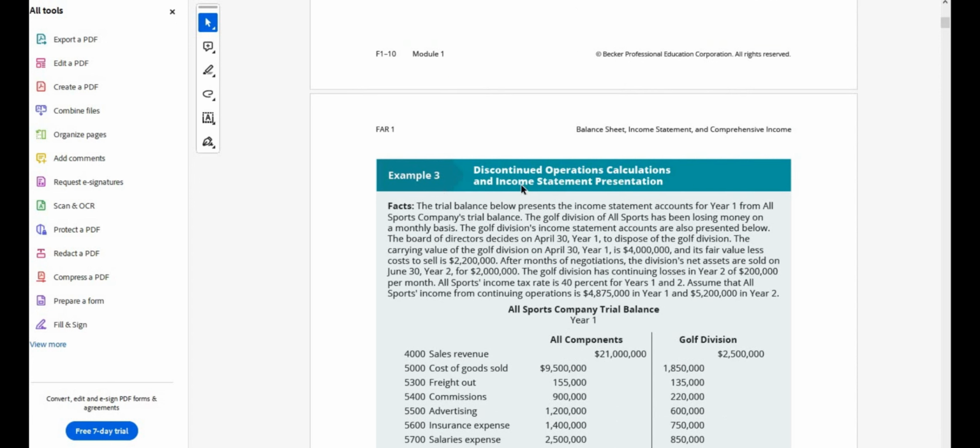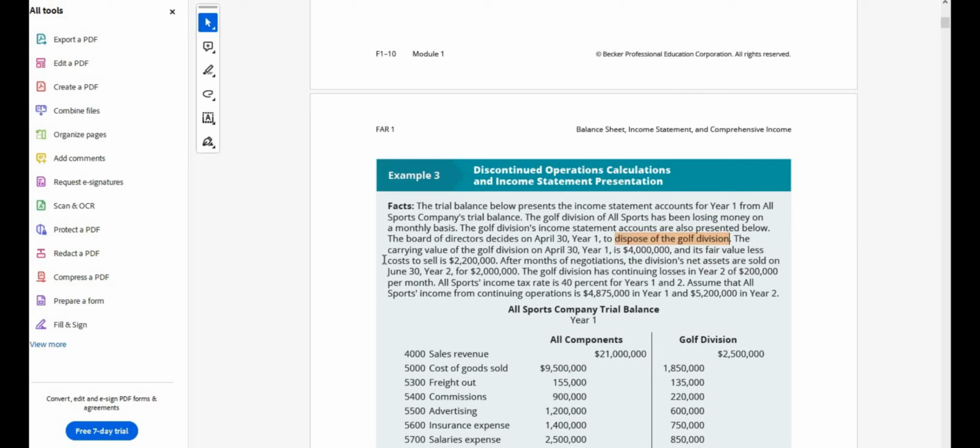Then coming to example 3, discontinued operations calculation. Okay, so facts. The trial balance below presents the income statement accounts for year 1 from All Sports Company's trial balance. The golf division of the company has been losing money, so they have decided to sell this golf division. The board of directors decides on April 30 year 1 to dispose of the golf division. So the golf division needs to be disclosed as discontinuing operation.